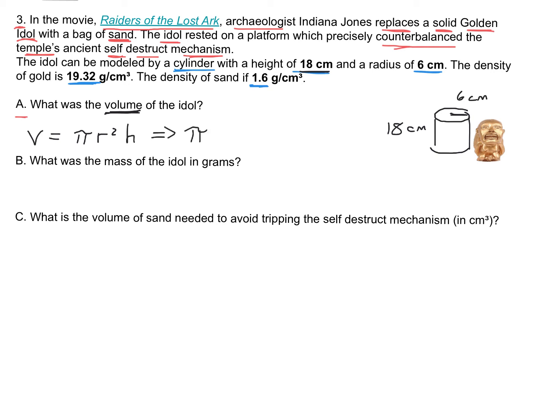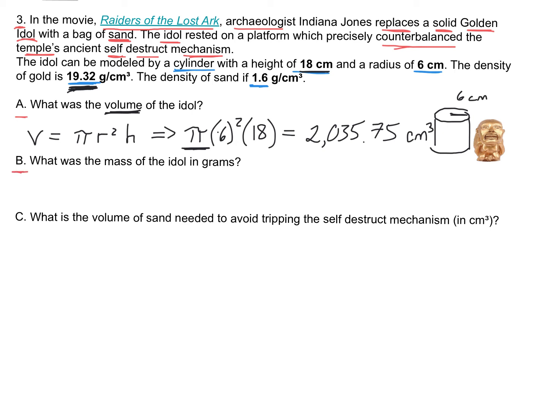So now let's plug in our information. Pi is going to be my constant. R in this case is going to be 6. I'm going to have to square that and multiply by my height, which is 18. Which gives me a volume of 2,035.75. We're going to go to the nearest tenth, since those were the units they were using up top in my given information. And once again, my units are centimeters cubed. Now, I got that answer by using the pi key, not 3.14.